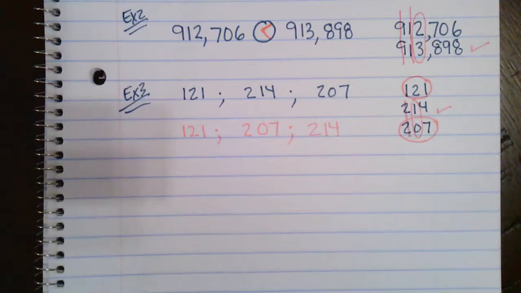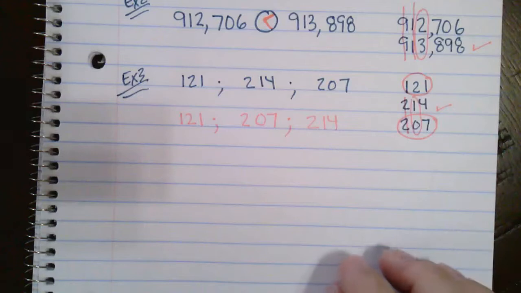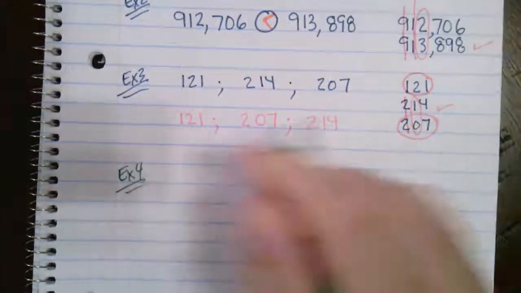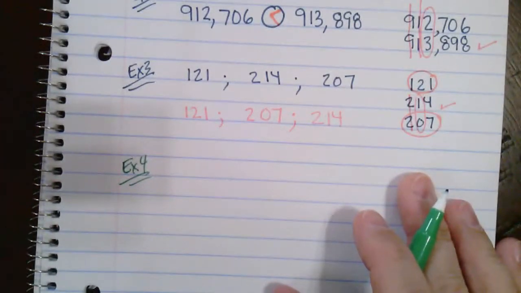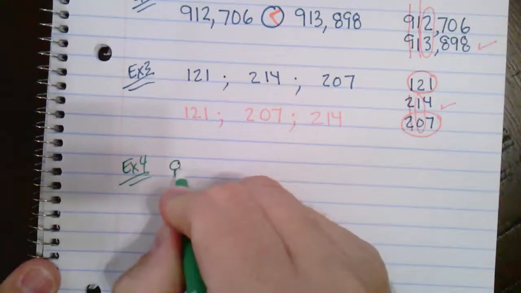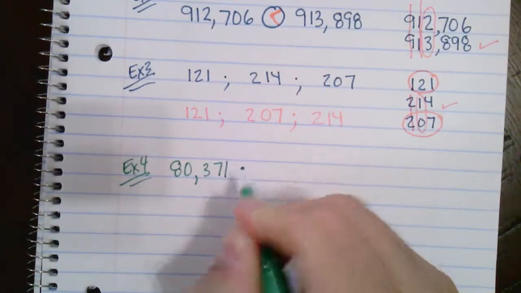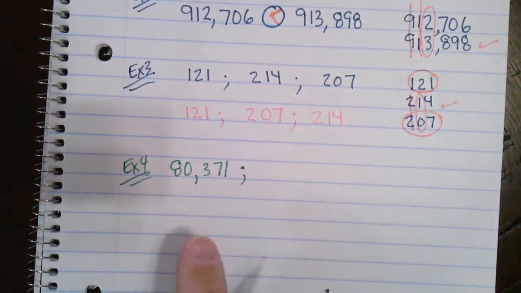In this example that we're going to do, we're going to use larger numbers. So let's use a much larger number this time. Let us compare 80,371. You can see since I have a comma, this is why I wanted to use semicolons when I separate a list of numbers versus just commas.